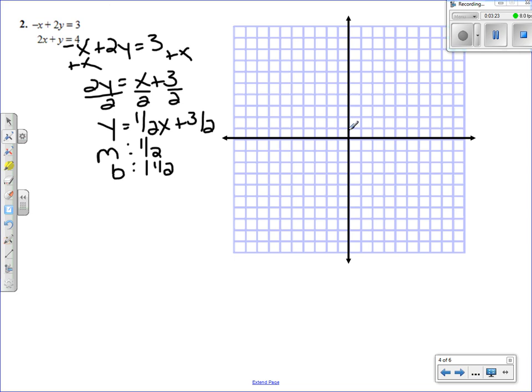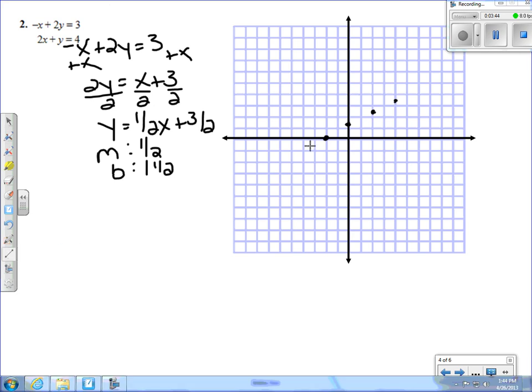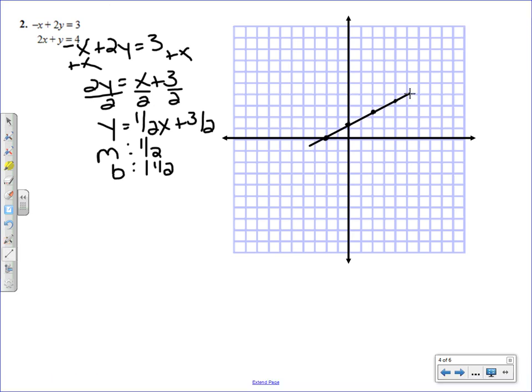So looking at my graph, my first point is estimated to be 1 and 1/2. The slope is 1 over 2. That means over 2 and up 1, over 2 and up 1. Remembering that we could also go this way, 2 and 1. We're looking for a positive slope. We're going to make a line connecting these points and move to our second equation, 2x plus y equals 4.